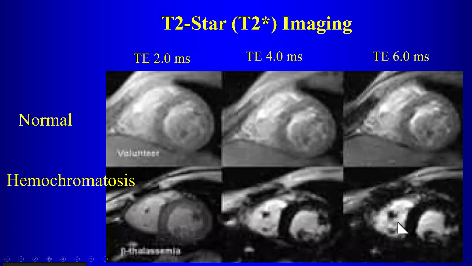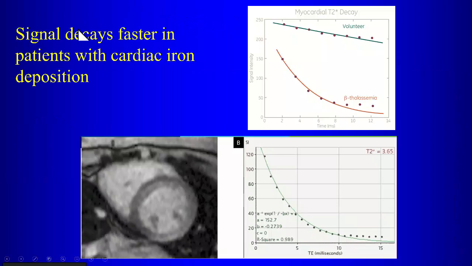We can measure that and generate a T2 star curve to show you how rapidly the signal is decaying. And there's a criteria that we do use to decide if there's significant myocardial iron deposition based on the decay of this T2 star curve. What is that criteria? Does anybody know? The number? T2 star time constant of less than 20 milliseconds, but let's talk about that.